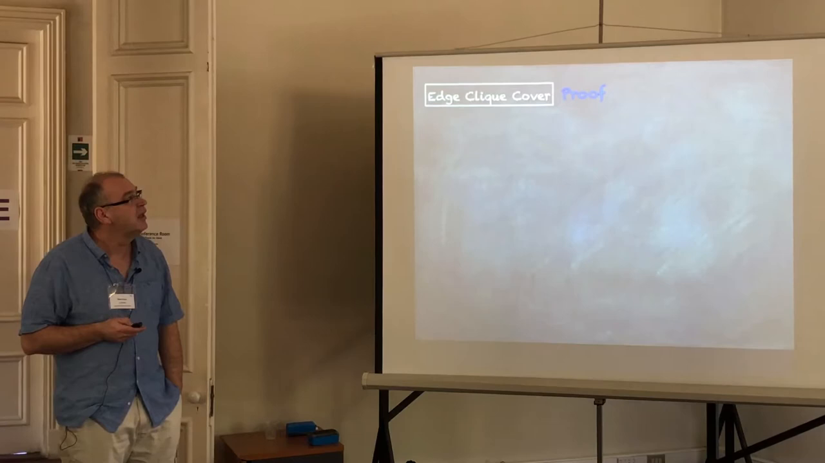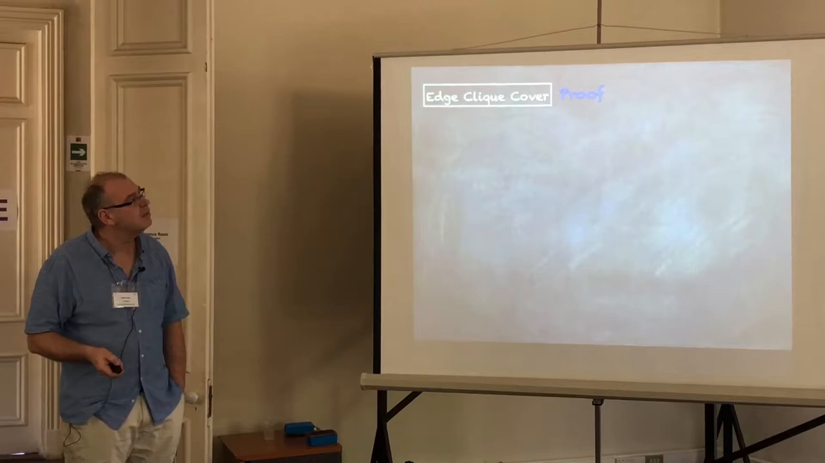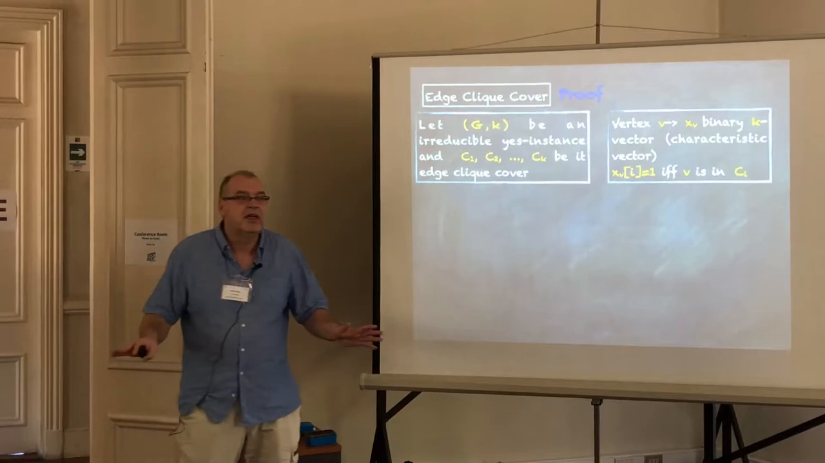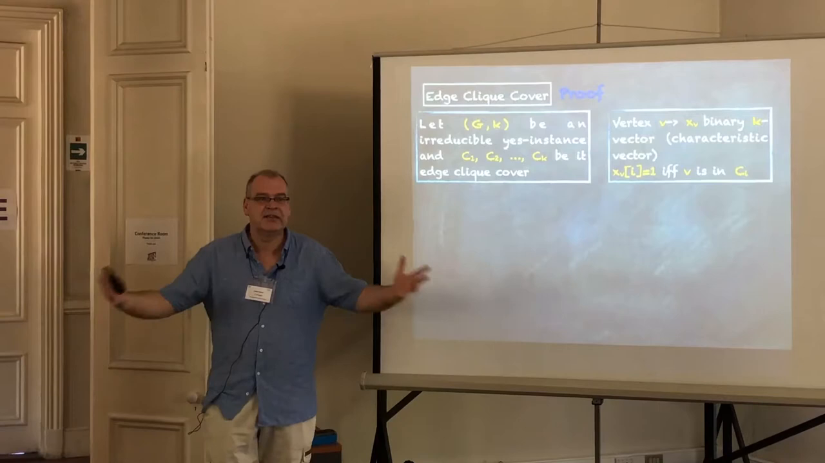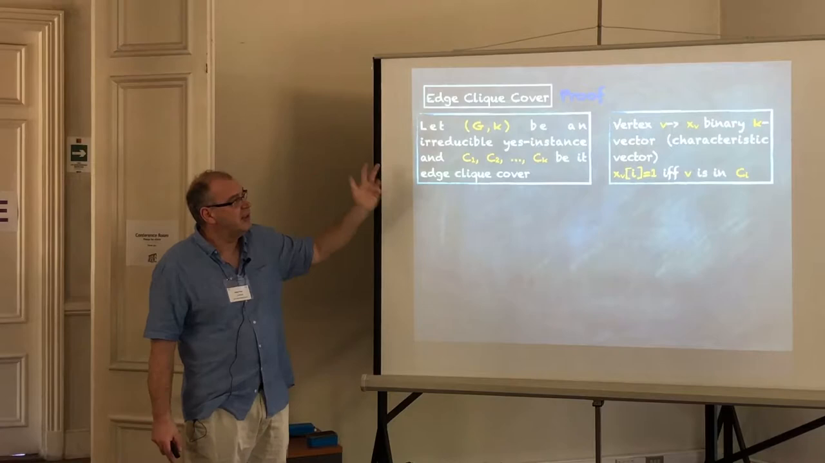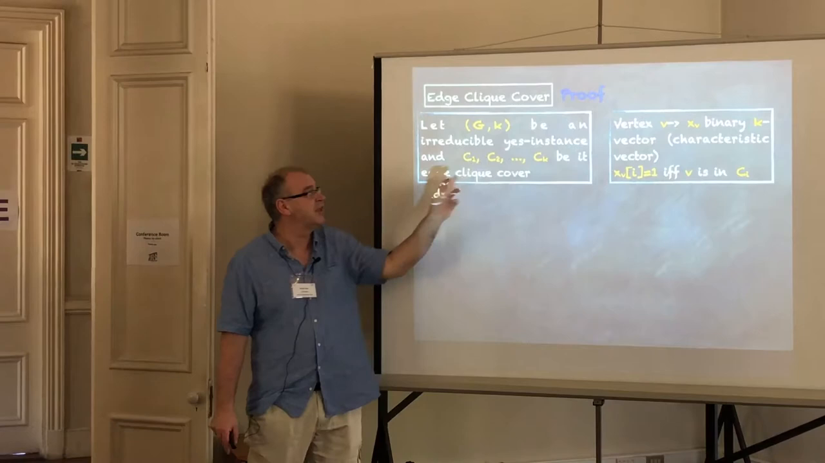And now, actually, I want to say that that's all the rules. And now I want to bound the size of the irreducible instance, right? So I apply my rules, and as long as I am not able to apply my rules, I can say that the size of my graph should be bounded. Okay, suppose that I have an irreducible yes instance, so all edges of this instance can be covered by at most k cliques, right?